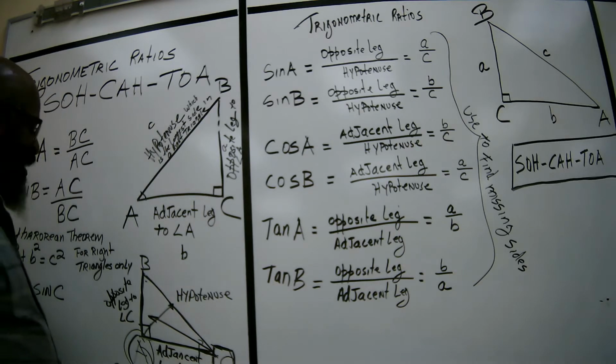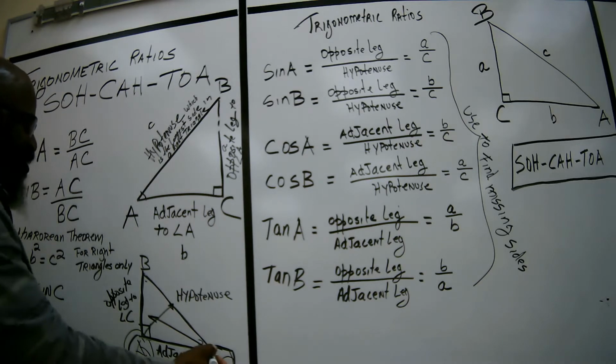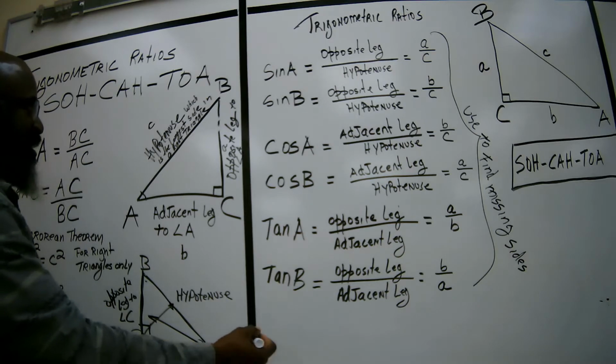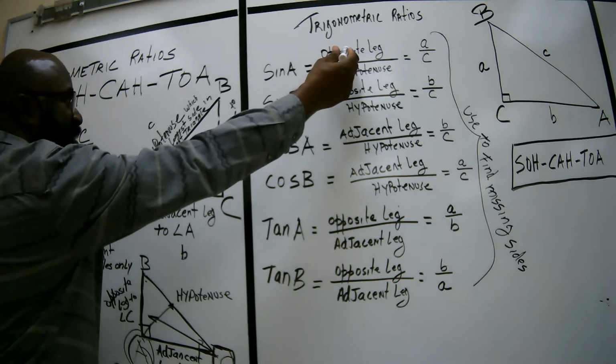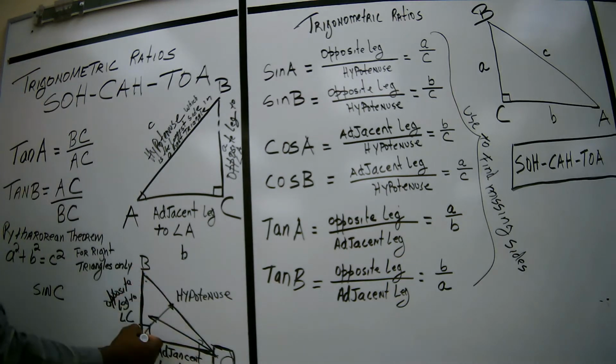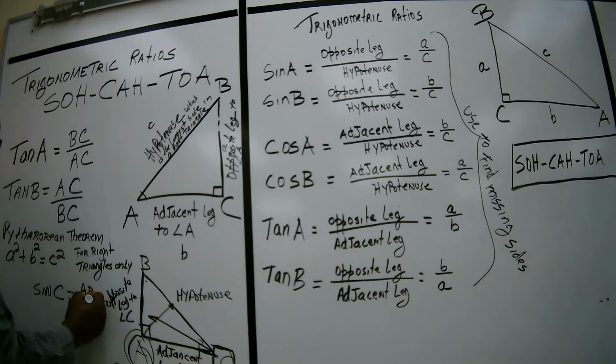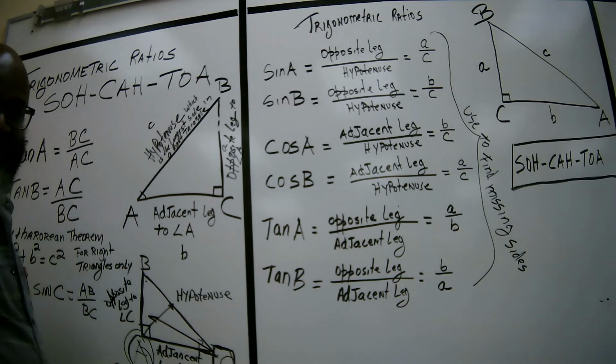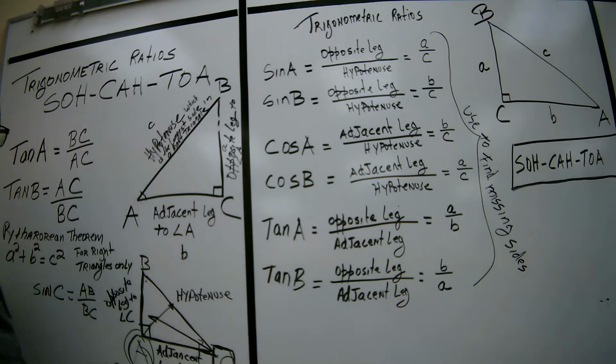Therefore, I can find sine of angle C. It's a definition. It says the opposite leg over the hypotenuse. So in this case, I know the opposite leg is AB. So whatever the length AB is, I will divide it by the hypotenuse, which is BC. Then I'm done. This is sine of C.